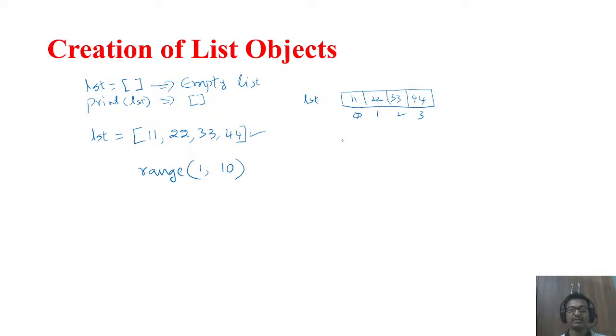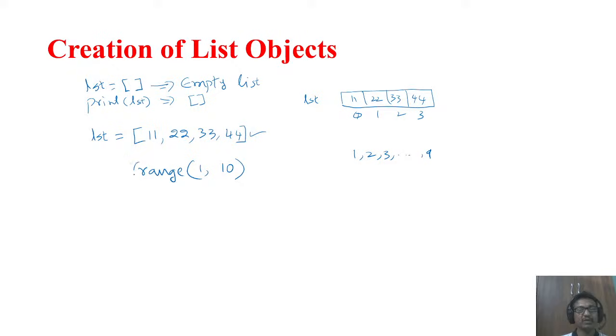How many numbers are generated? 1 to 10 or 1 to 9? This range function generates the numbers 1, 2, 3 up to 9. I said it stops at the number before. So 1 to 9 numbers are generated.